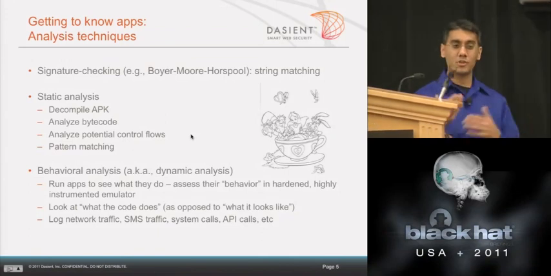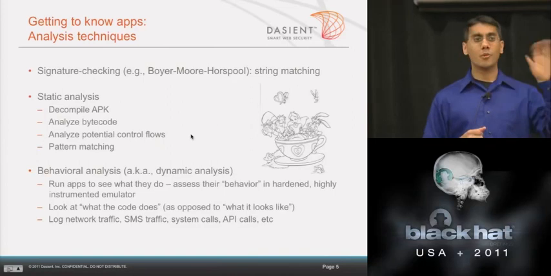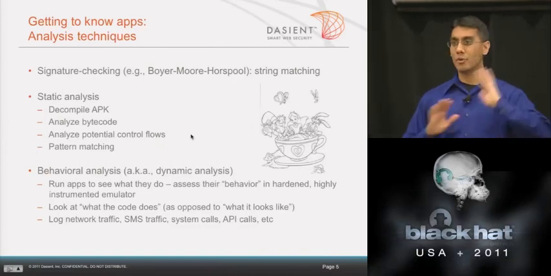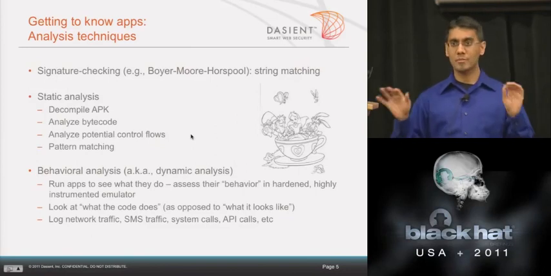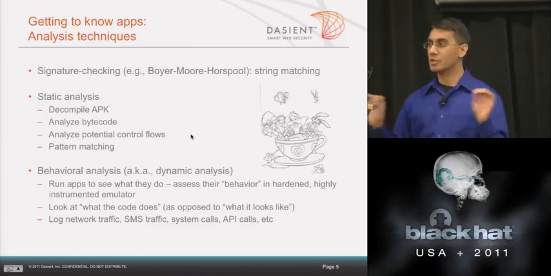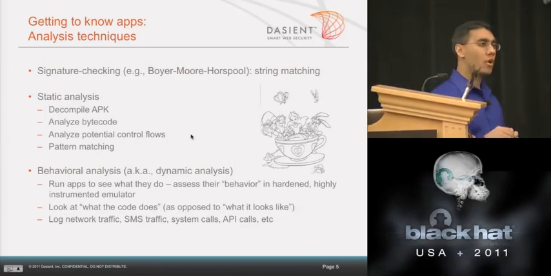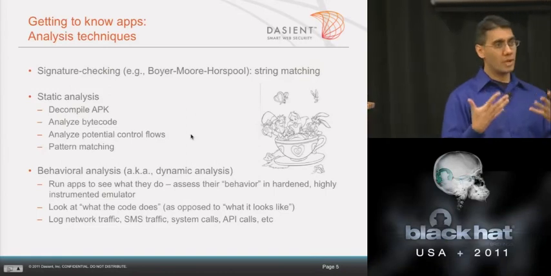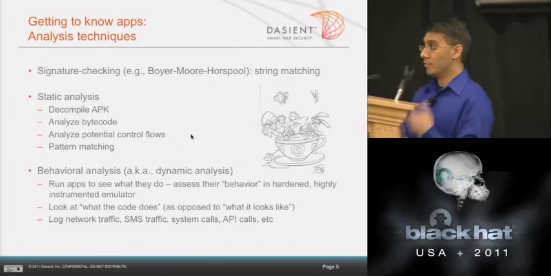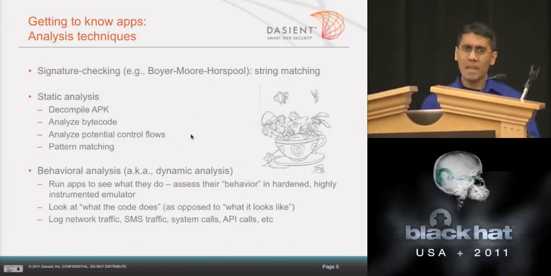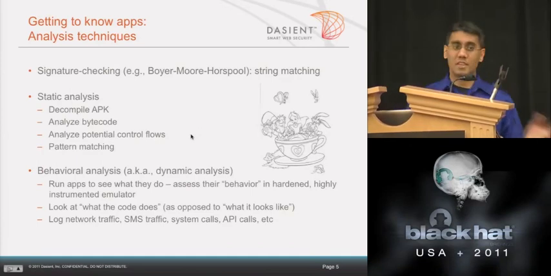A third mechanism to analyze an application is to conduct behavioral analysis, also referred to as dynamic analysis. It differs from the previous two in that in signature checking, you don't really have to have any understanding of the code at all. You look at the code in a very black box kind of way. You just look at the bytes and look for matches. In static analysis, you are still looking at the code, but in more detail, at what it looks like.